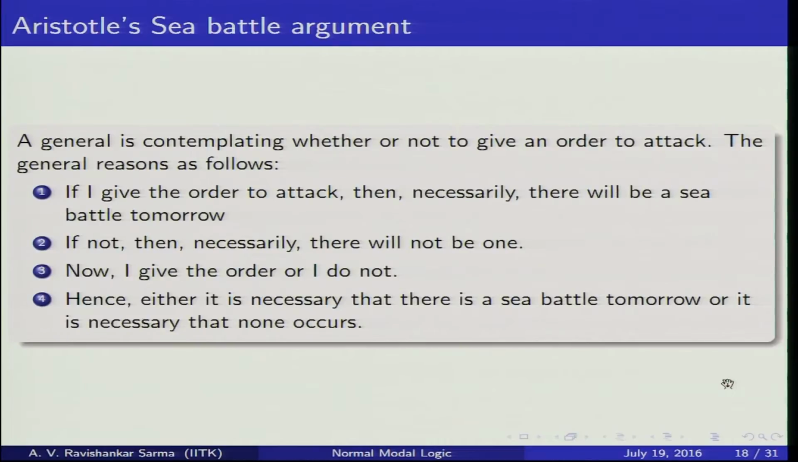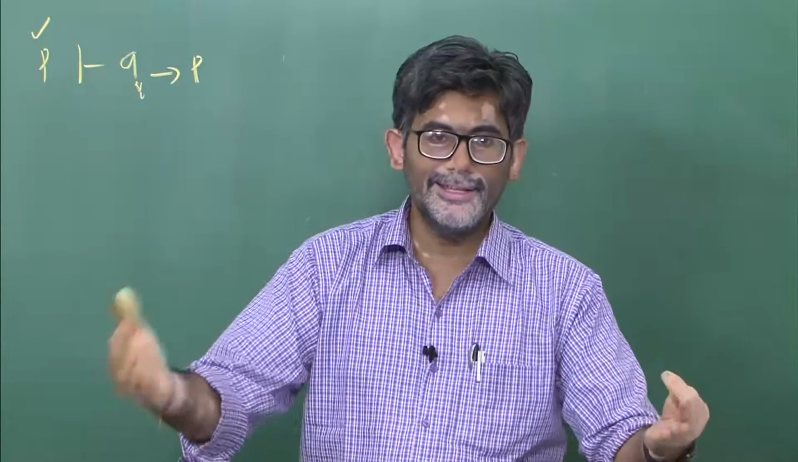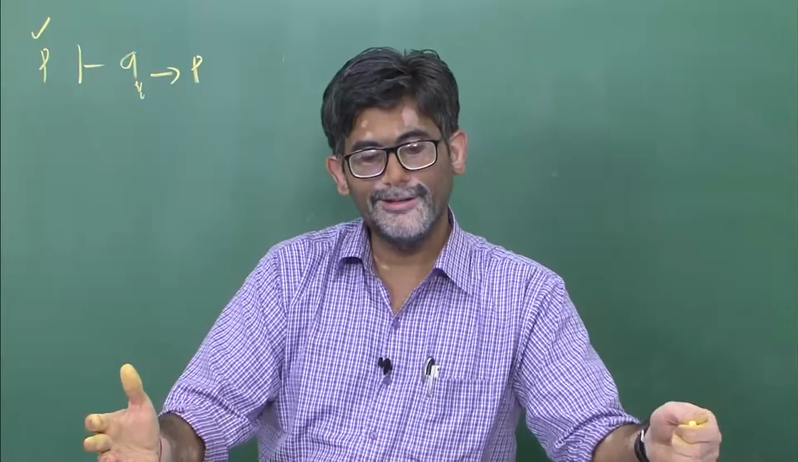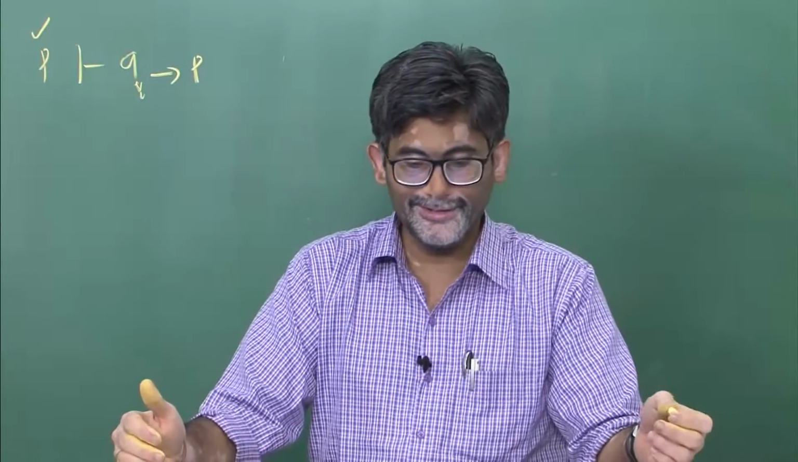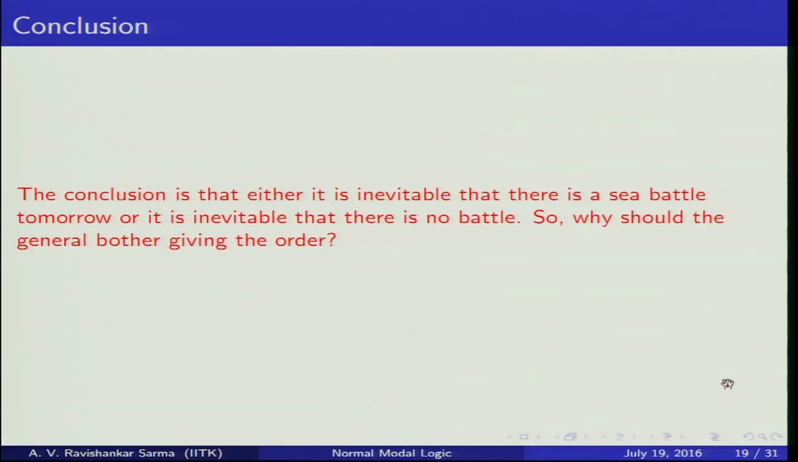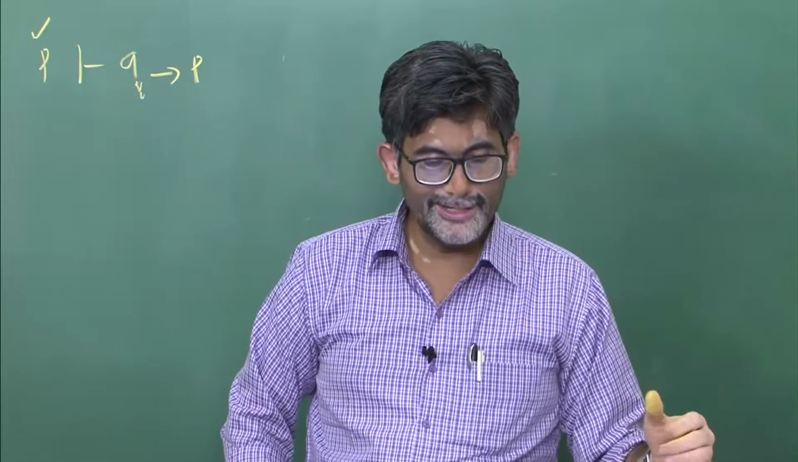So if it is necessary that there is a sea battle tomorrow, and if it is necessary that no such thing occurs, then the conclusion is that either it is inevitable that there is a sea battle tomorrow, or it is inevitable that there is no battle. So beforehand he knows that it is necessarily the case that there is a sea battle tomorrow, and it is also necessary that there will be no such battle. This is a conclusion which is obviously known to him before even considering all the things. So why should the general bother about giving such an order? So the problem here is that if you take the law of excluded middle, P or not P, it will be difficult for us to understand this problem.